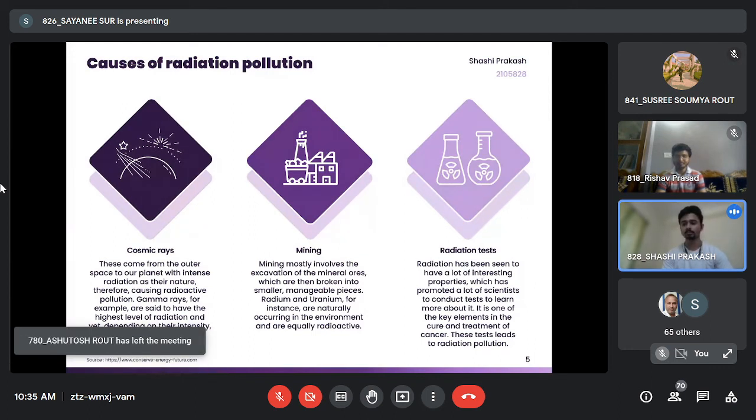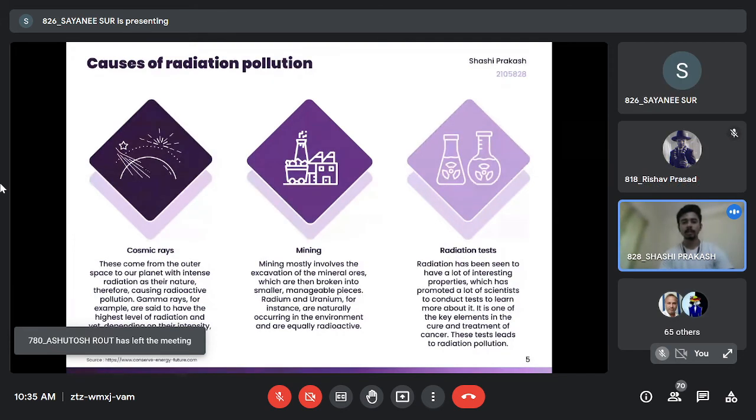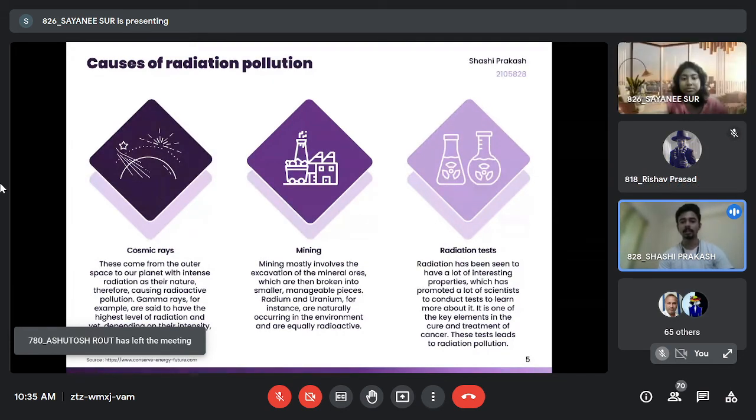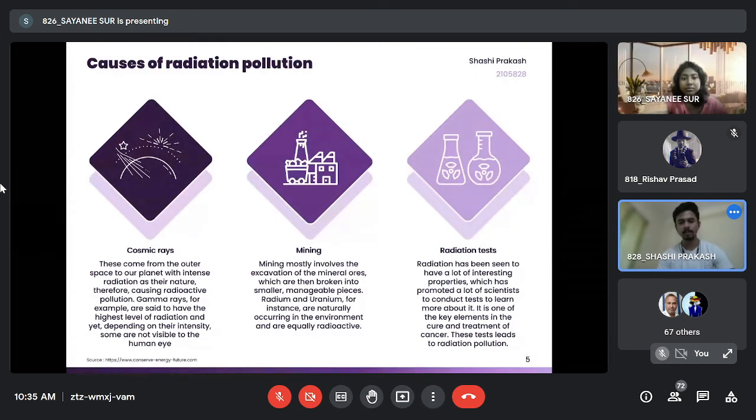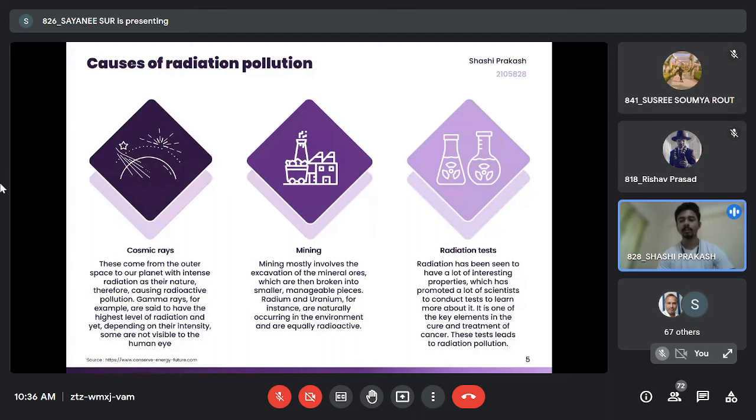Tests on radiation. Scientists are trying to understand and conduct tests on the interesting properties of radiation, as it can be used to cure and prevent further growth of cancer cells, and maybe it can be used as a potential way to cure other diseases as well. But despite this, tests on radiation cause death and leakage of radiation, through which radioactive pollution expands.